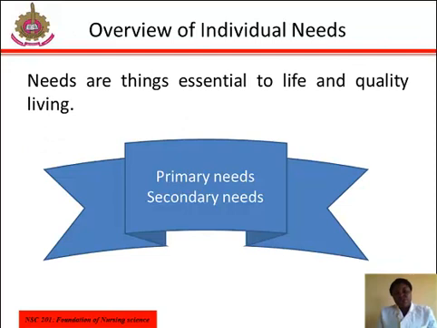Let's have an overview of the human needs. Needs are things essential to life and quality living. Human needs can therefore be broadly classified into two: the primary needs and the secondary needs. The primary needs are otherwise known as the basic needs or the survival needs, and they must be met to sustain life. Put differently, their absence or non-satisfaction portends great threat to human existence. As such, they take precedence over other needs called secondary needs.